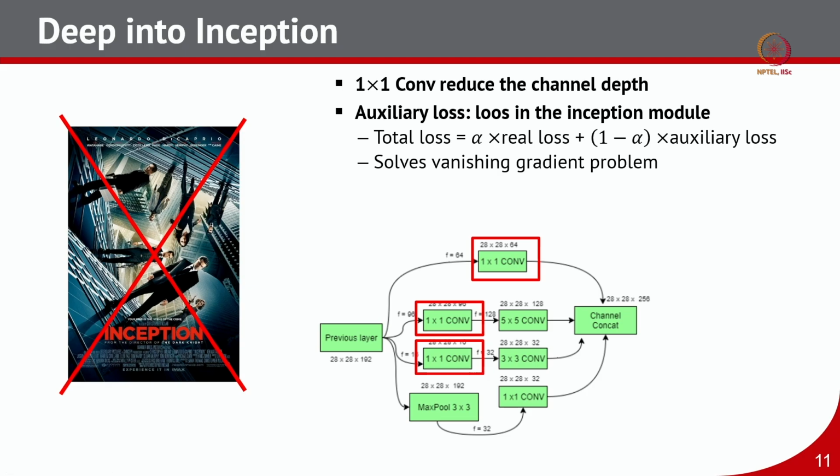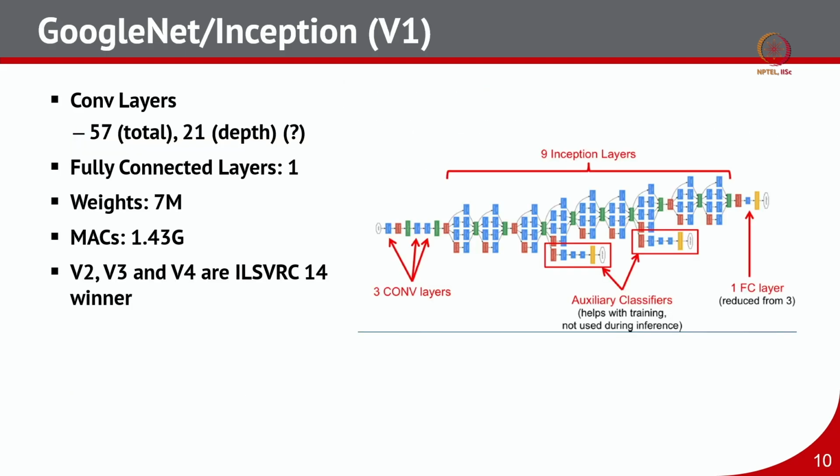This is the loss in the inception module, sorry for the typo, it will be loss in the inception module. That loss in the inception module is computed by the total loss, which is nothing but alpha times real loss plus 1 minus alpha times auxiliary loss, which solves the vanishing gradient problem. So, let me go back to the previous slide. As you can see, this is the structure of the inception network.